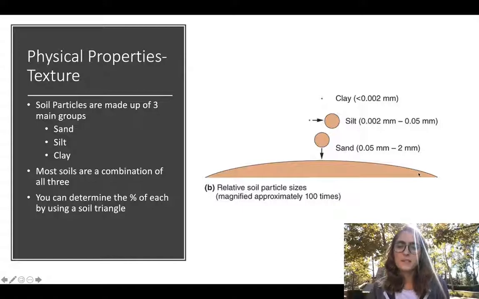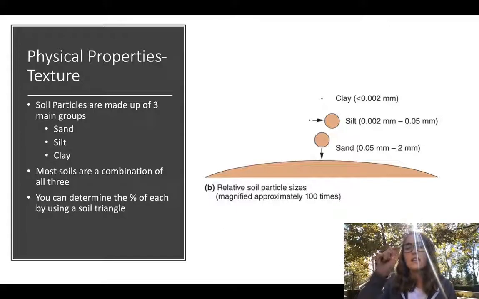Now, this makes sense if you've ever been to the beach. You can physically see an individual grain of sand very easily if you put it in the palm of your hand. It's very hard to isolate an individual particle of clay. Very, very, very tiny. Most soils are a combination of all three of these things, and there is an ideal combination, an ideal percentage of each of these to make up soil. I'm going to talk about what that is in a minute. But we do have a way to determine what these percentages are.